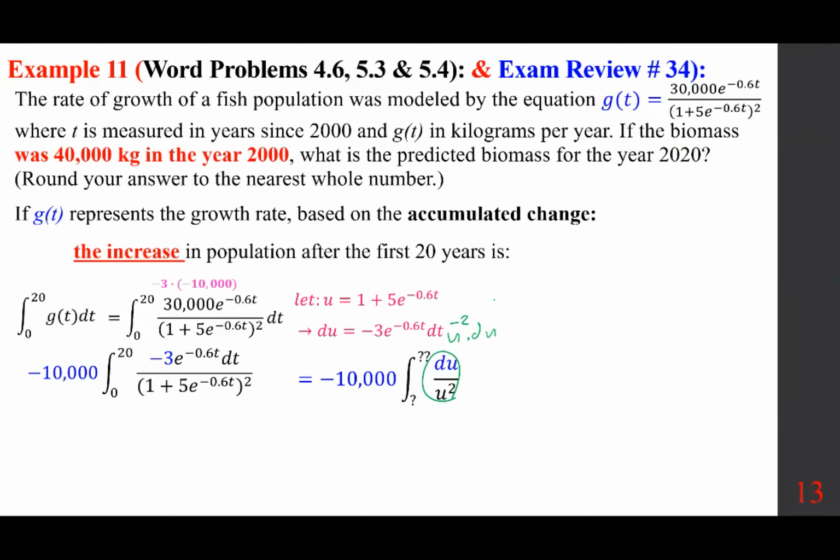So 1 over negative 2 plus 1, u to the power of negative 2 plus 1. And that means 1 over negative 1, or simply negative u to the power of negative 1. So we have this negative 10,000, and this is negative u to the power of negative 1. Again, no limits. So this simply means negative times negative is positive, 10,000 over u.